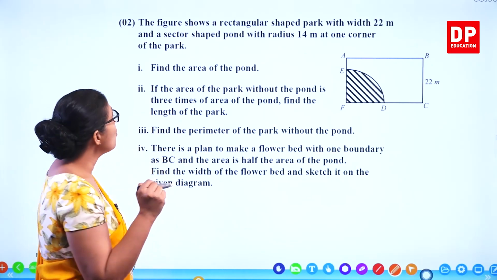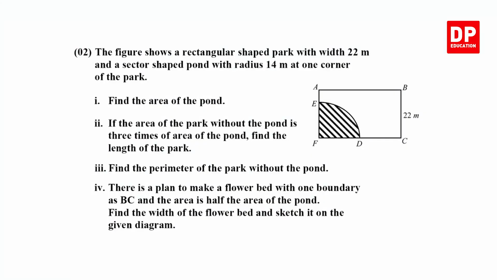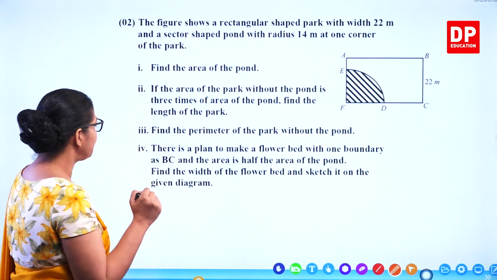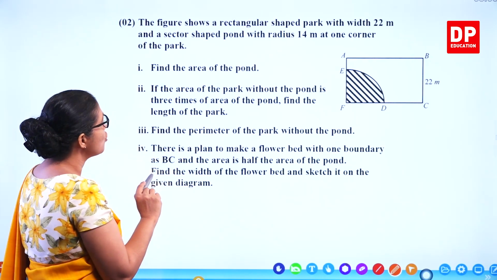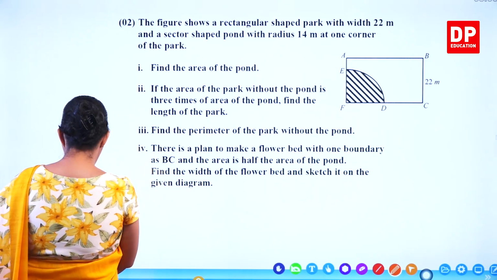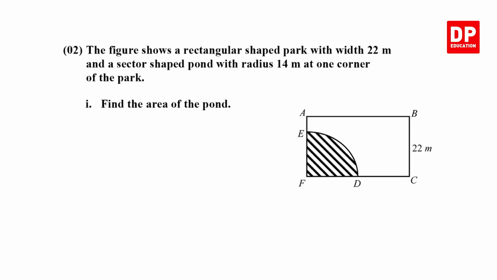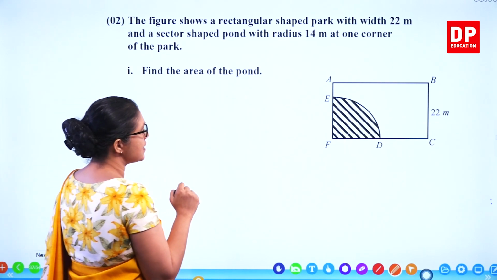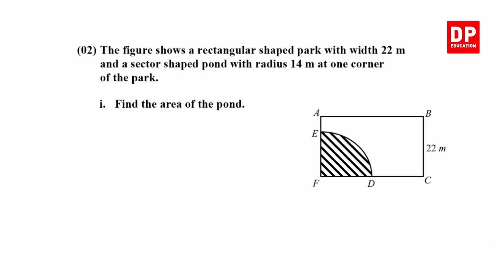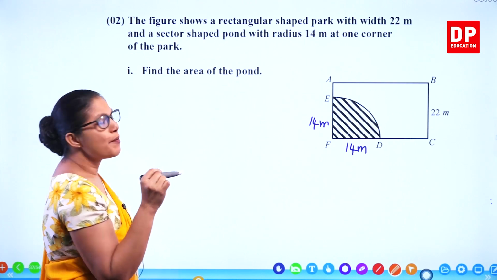Let's do question number 2. You get 4 parts there in question number 2. So first try before you watch the video. And now we'll do question number 2. The figure shows a rectangular shaped park with width 22 meters and a sector shaped pond with radius 14 meters at the corner of the park. So we can mark this is 14, this is 14. That is the radius. Find the area of the pond.